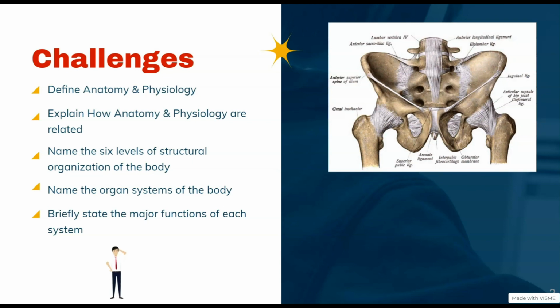From this lesson, we want to pick up a few things. We want to be able to define anatomy and physiology. We want to explain how anatomy and physiology are related. We want to name the 6 levels of structural organization of the body, name the organ systems of the body, and briefly state the major functions of each system.